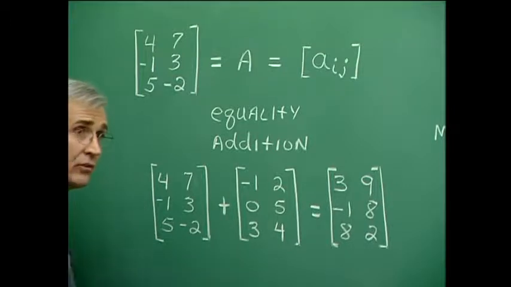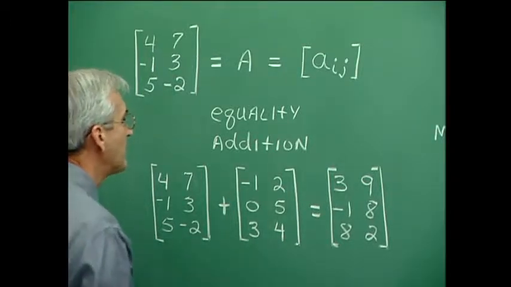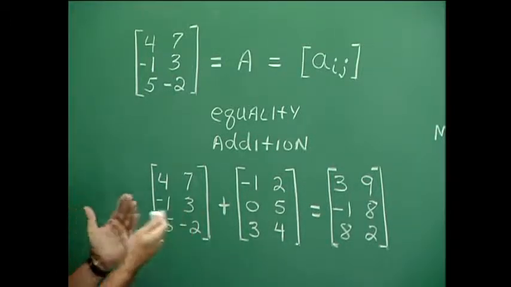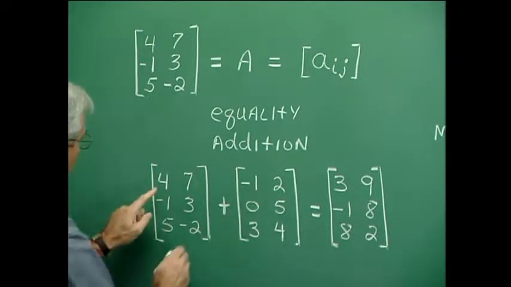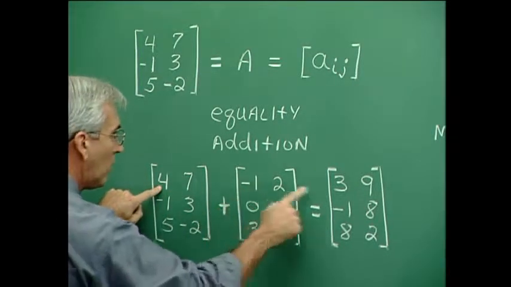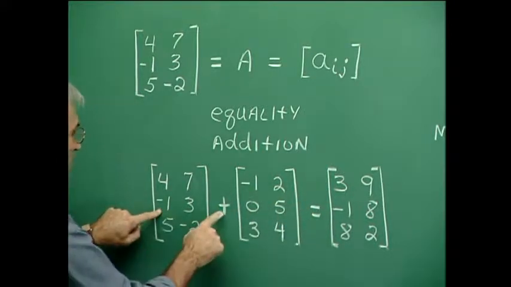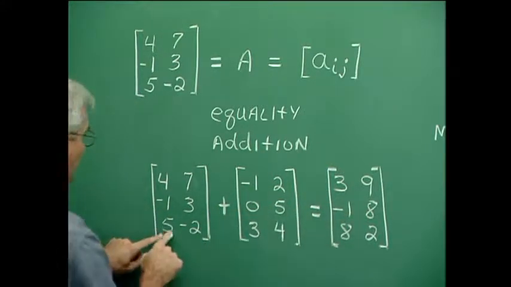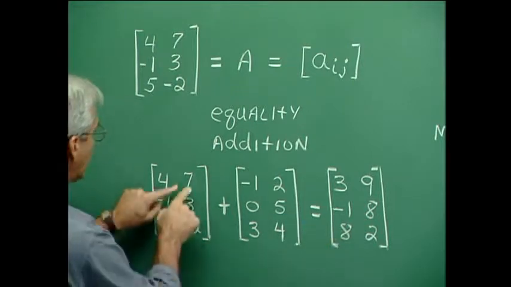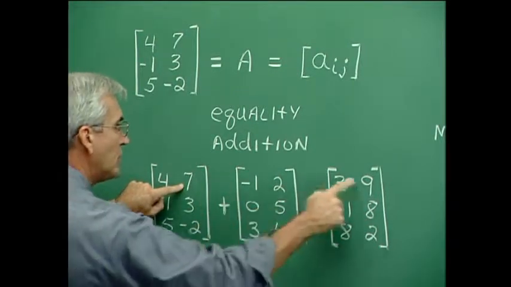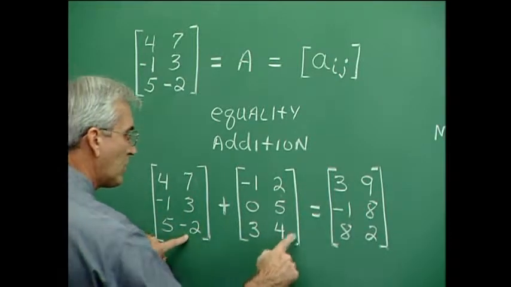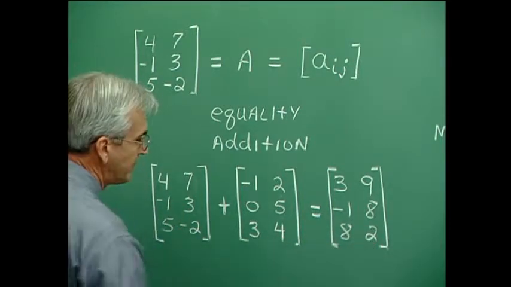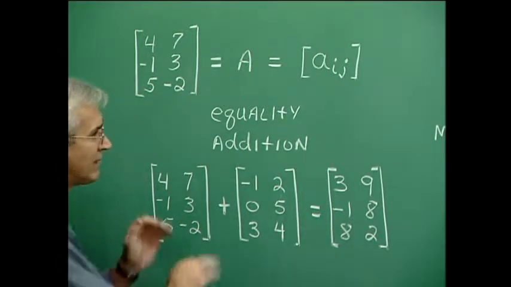The idea of addition is about the same as we would expect it to be as well, because all we do is add the entries in corresponding positions. To add these two matrices, we're saying 4 plus -1, that's 3. And then -1 plus 0 is -1. 5 plus 3, 8. And then up here, 7 plus 2, 9. And 3 plus 5, 8. -2 plus 4, 2. Okay, so that's the idea.